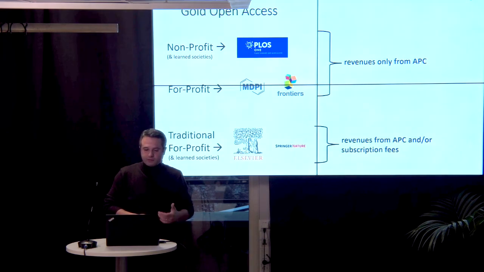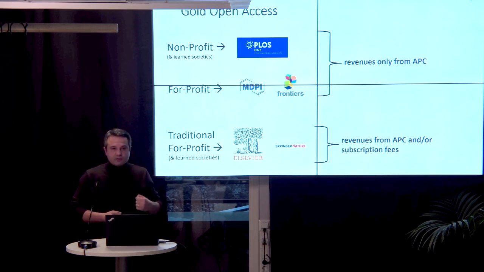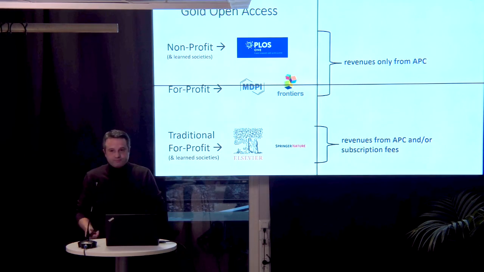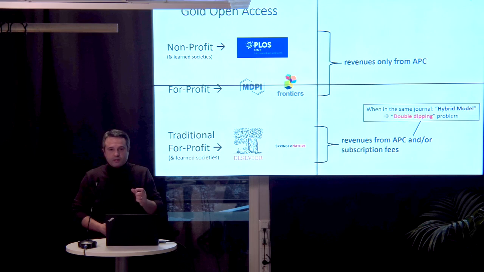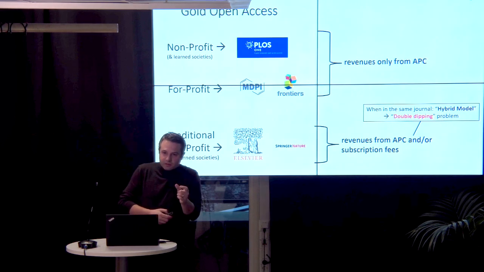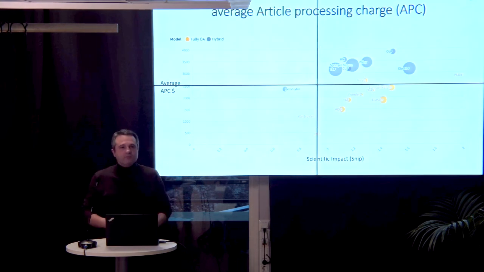But then we also have traditional for-profits and learned societies that simultaneously get revenues through the APC business model and the traditional subscription fees. If they get both at the same time, we have the so-called hybrid model, which is very popular, and the so-called problem of double dipping, meaning that for the same article, the state, the public, pays twice. They pay for publishing and for reading at the same time. So we now have a very heterogeneous configuration of gold open access.